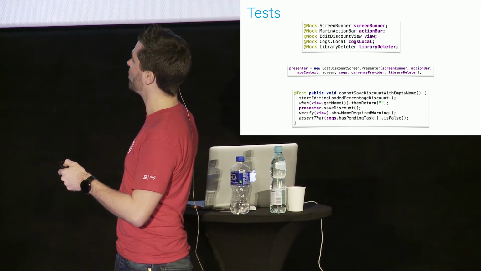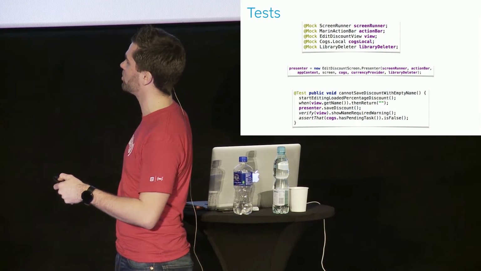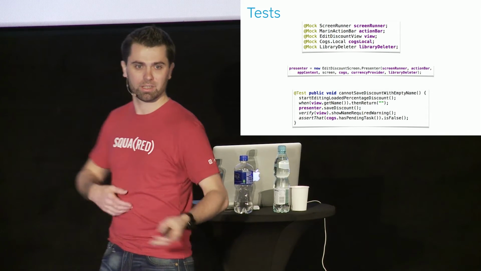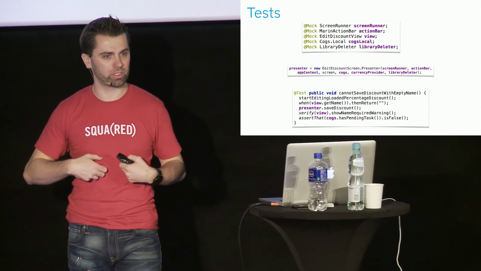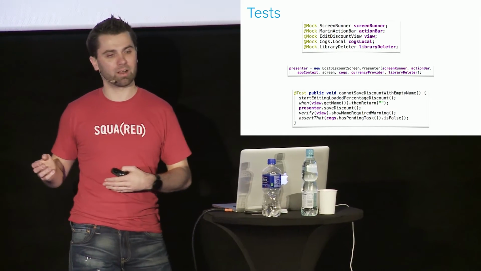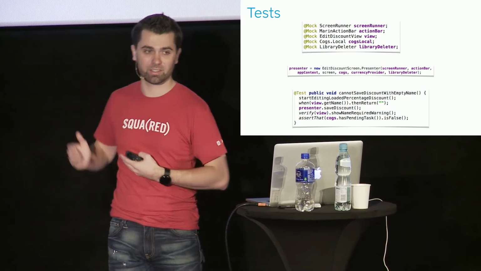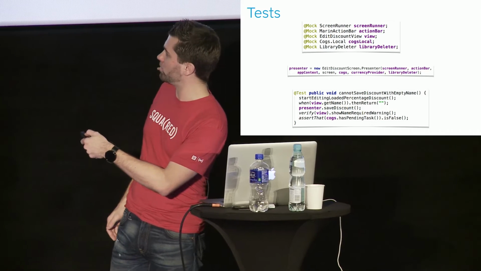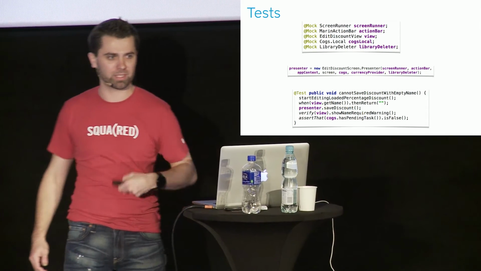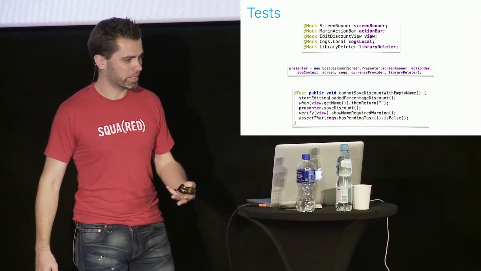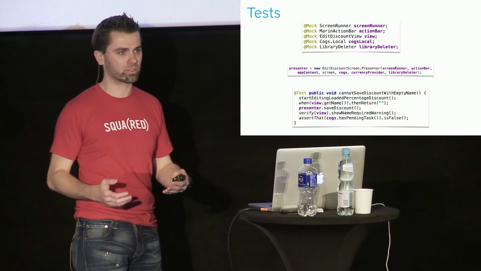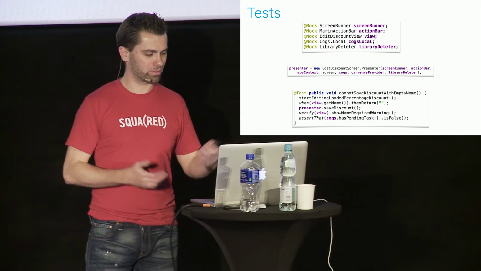Like, when I save the discounts, I want to make sure that the view shows the warning. The presenter tells the view to show the warning, the name is empty. So this is a very clear test, and also we want to test that we're not saving anything. We don't have any pending saving task. When I read that test, to me it's very clear what we're trying to do, and there's no crazy view logic.